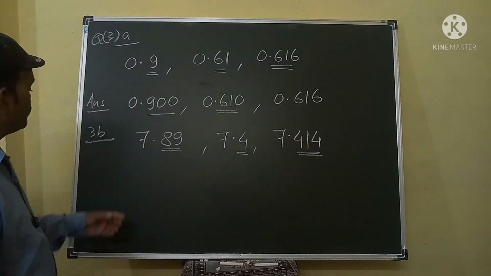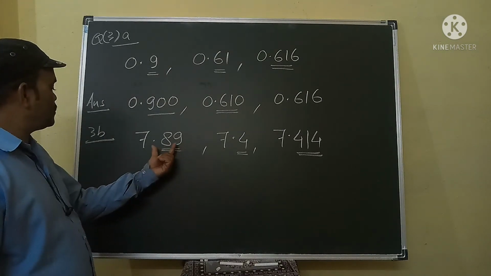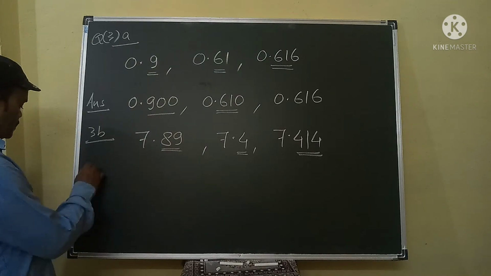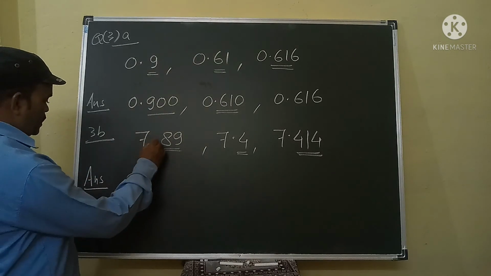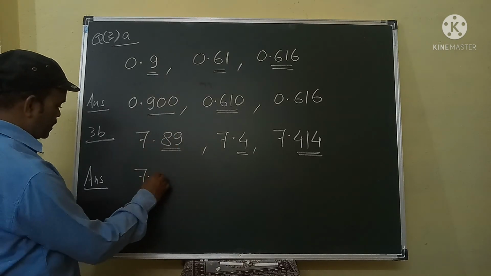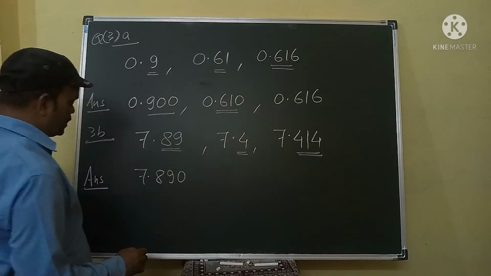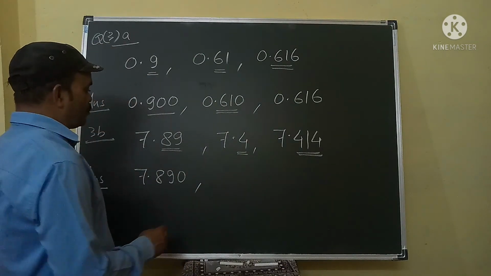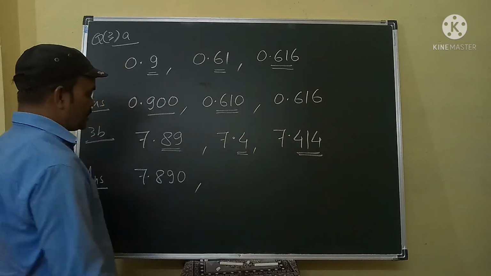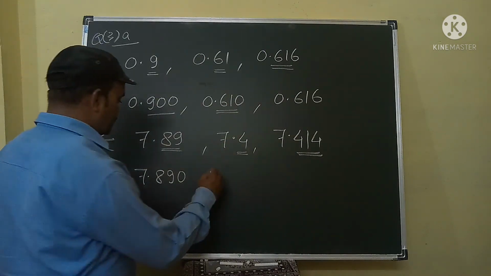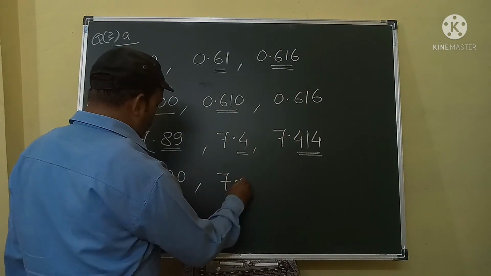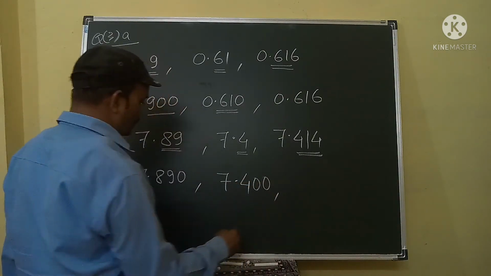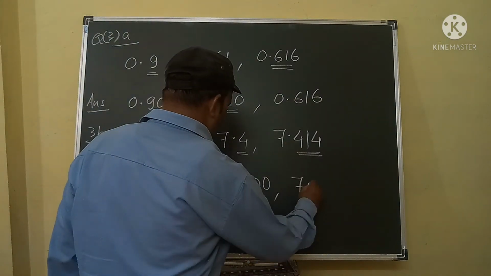So what will we do? This is 2 digits. 2 digits we will easily convert to 3 digits. How? The answer will be 7.89, which we can write as 7.890. 7.4 has 1 digit after the decimal point, and 1 digit is easily converted to 3 digits. So this number we can write as 7.400.